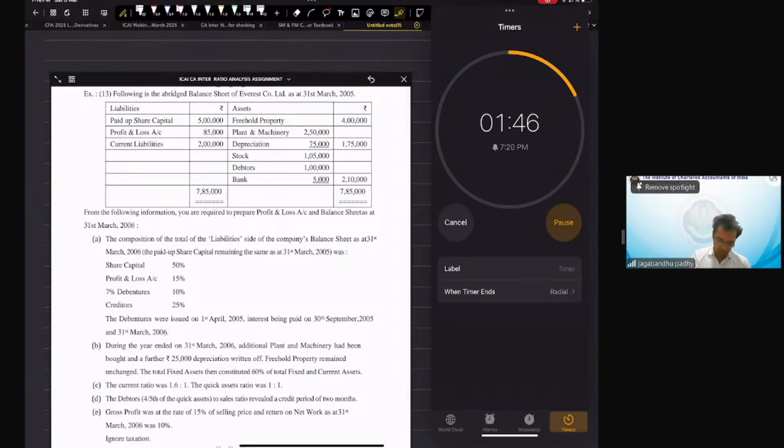7% debentures is given as 10% of the total liabilities. We must get the total liabilities amount by taking this 5 lakh as 50%. 5 lakh by 50% should be 10 lakh. Out of the 10 lakh, debentures will be 10%. Basically, 1 lakh.